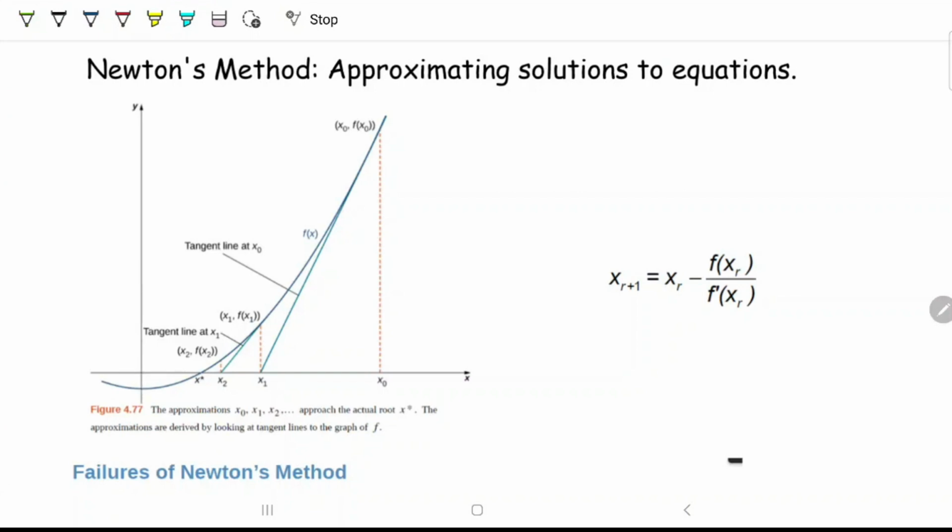So what Newton's method actually does is use the idea that you can find the solution of an equation by approximating it using an iterative process. And that's what Newton's method is really about. The whole idea is demonstrated in this picture over here.